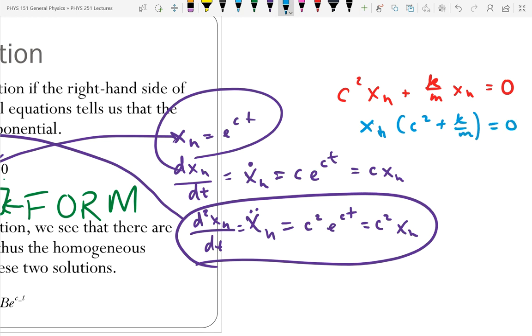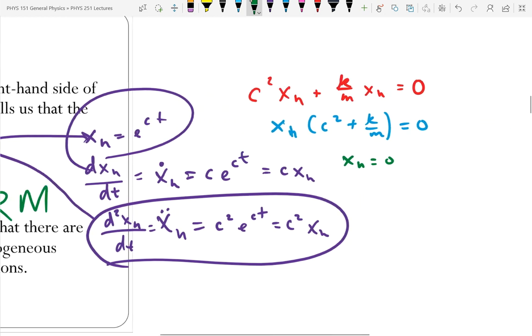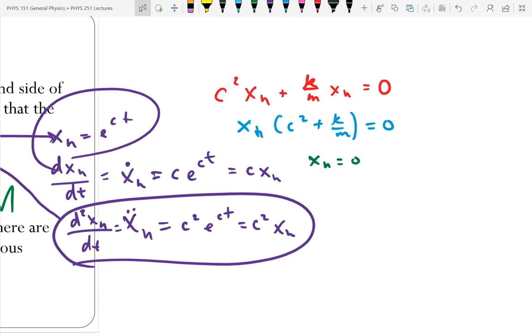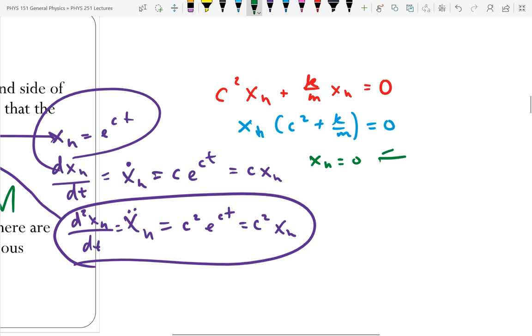And now we have two situations that will make this equation true. What's the first situation that will make this true? That is a solution. It's always a solution. Is it useful to us? When we talk about its vibration, we say it's not moving. Is that a useful vibration? Ashley said no. She's correct. So we call this the trivial solution.